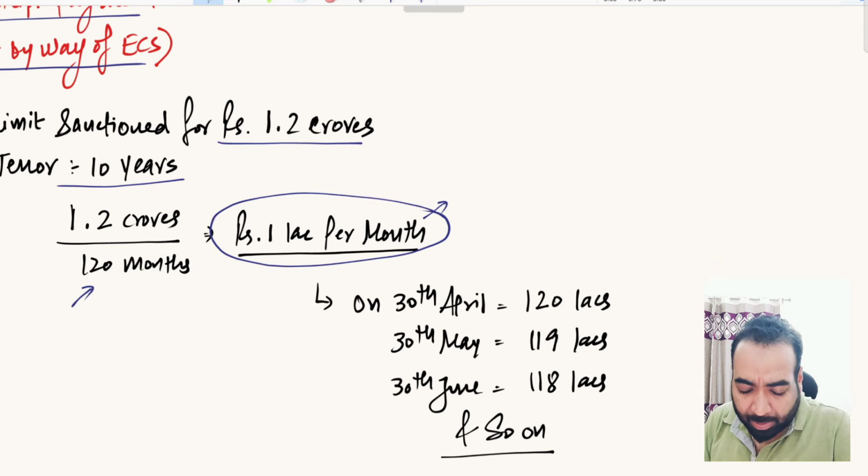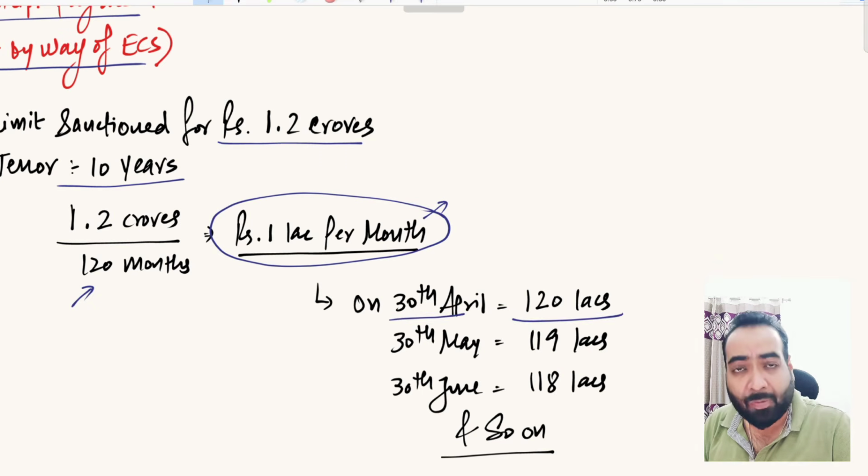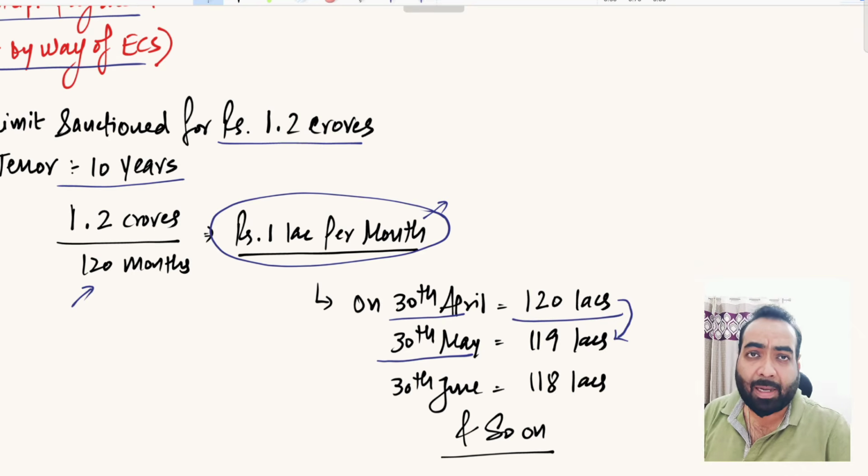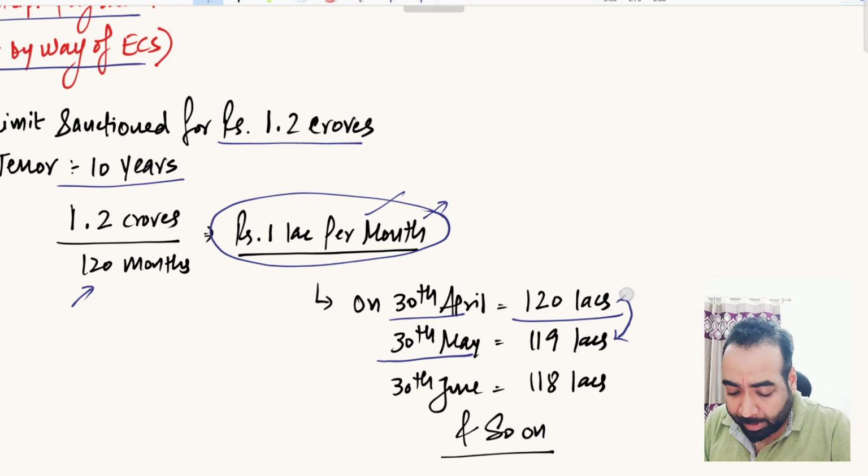So suppose on 30th April, your limit was 120 lakh rupees. Interest will be charged on 30th April as per your utilization during the April month. Now on 30th May, your limit will automatically reduce by 1 lakh, to 119 lakh rupees. That 120 lakh represents the maximum amount that you can withdraw from the account, and that will be reduced by 1 lakh rupees at the end of the next month.